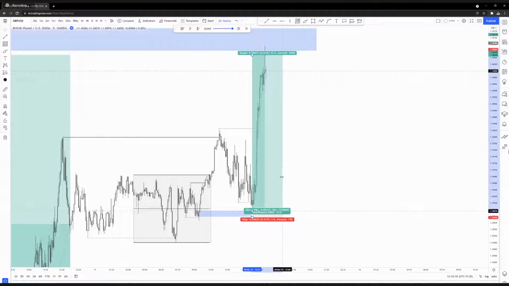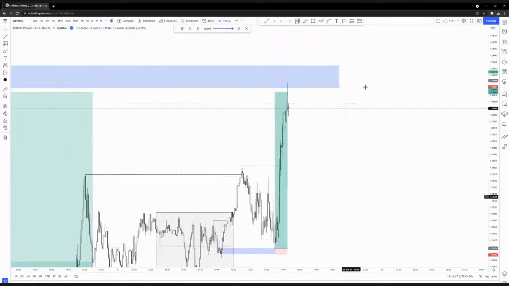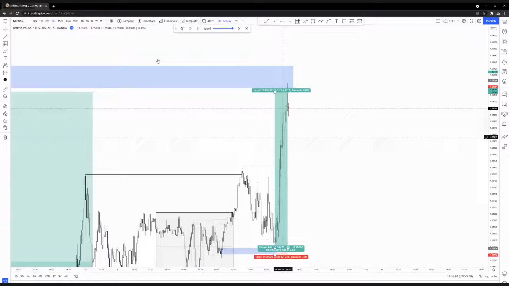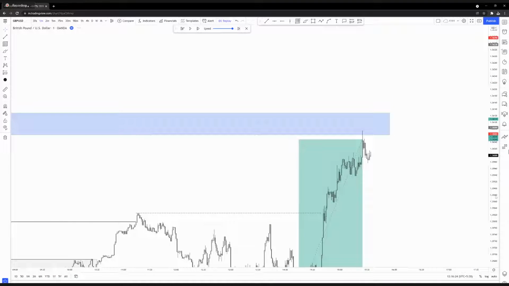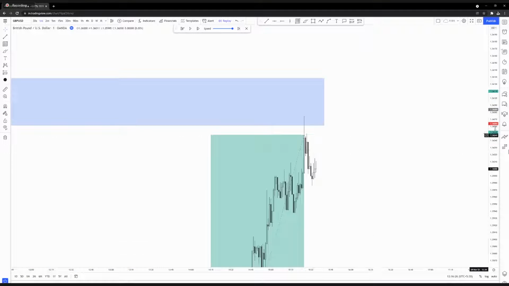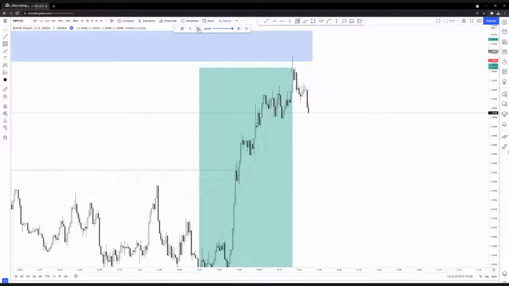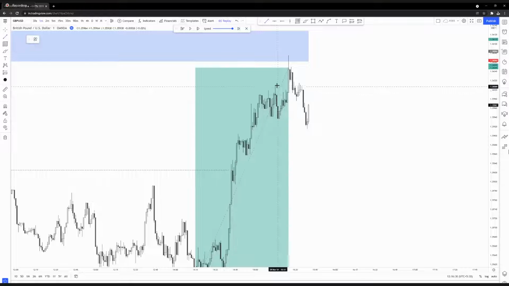Okay. Tapped into that 15-minute breaker. Let's wait for our confirmation. Okay, now here we have that. See that? Stop hunt. Break of structure. Confirmed. Okay, confirmed sell from the higher time frame point of interest.